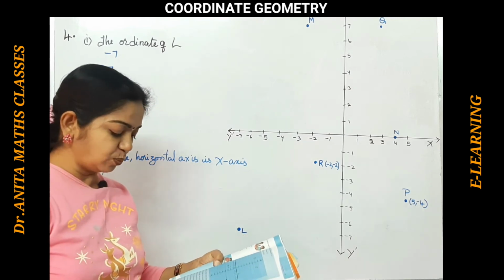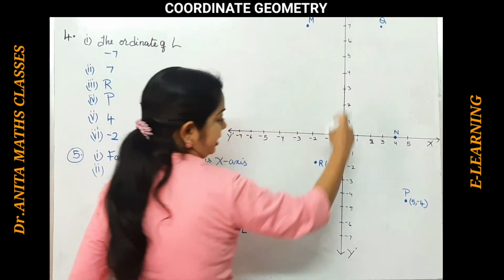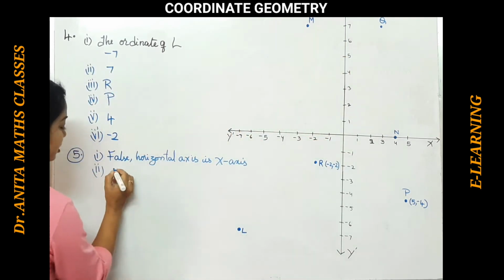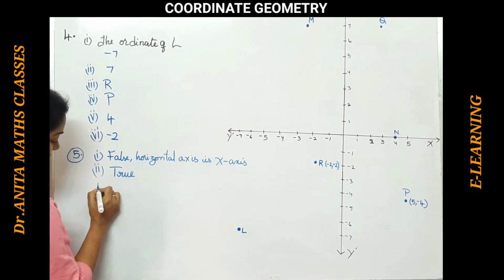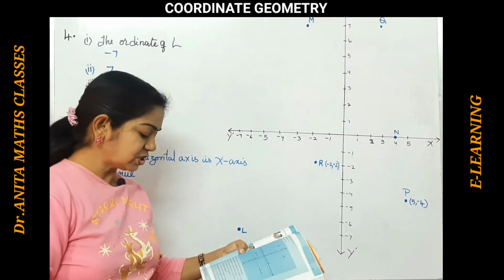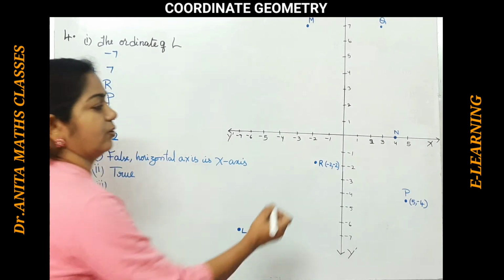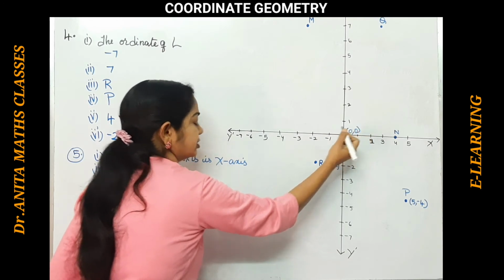In Cartesian plane, the vertical line is called the y-axis. Yes. If it is true, no need of writing the correct one. If it is false only, you have to mention the correct statement. True. Now the third solution, the point which lies on both the axes is called the origin. Yes, this is the origin. The point which lies on both the axes is called the origin. True.